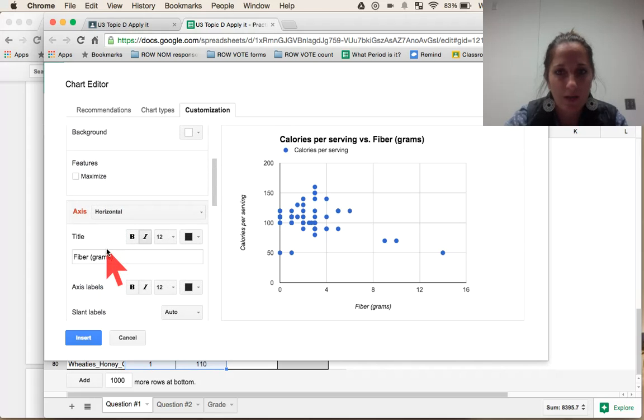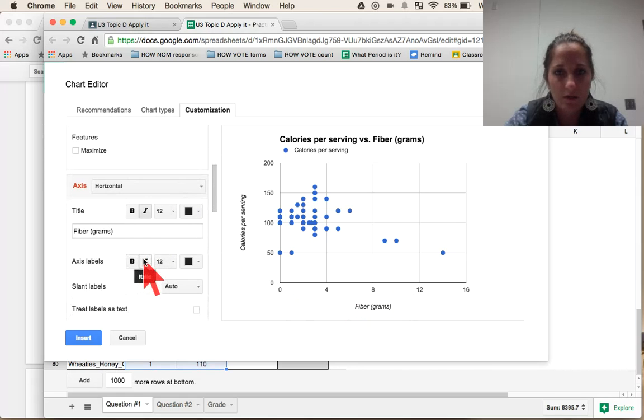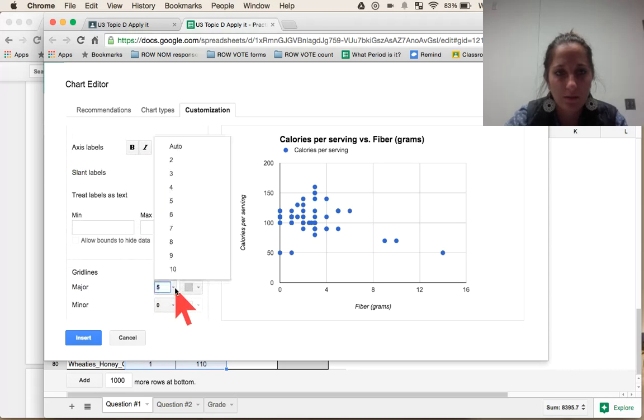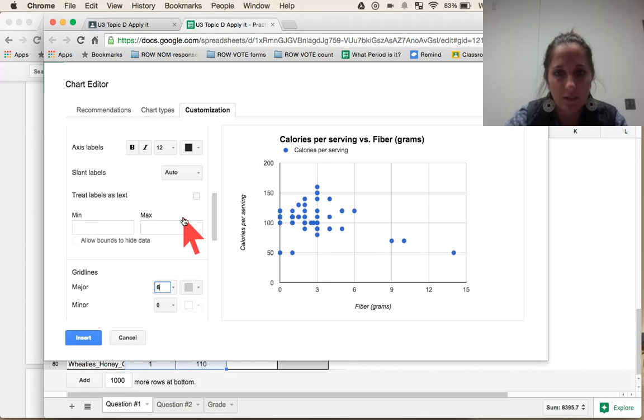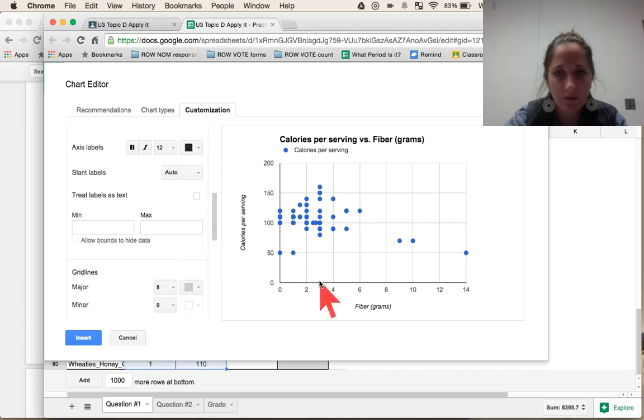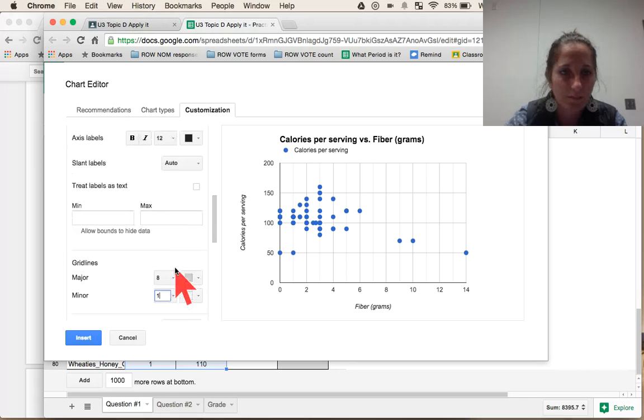The horizontal axis goes 0, 4, 8, 12, which is fine by me. Just take a look and see if I were to do 6, 3, 6, 9, 12. I like that. 7, that's no good because it has decimals. This is good. 2, 4, 6, 8, 10, 12. And maybe I put one minor line. So it's 1, 2, 3, 4, 5, 6.